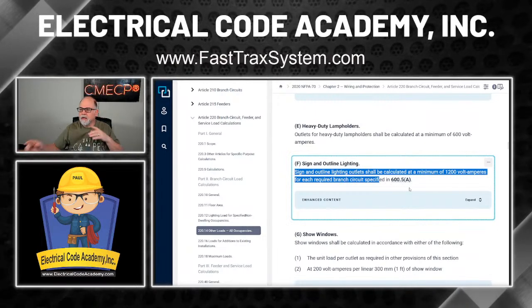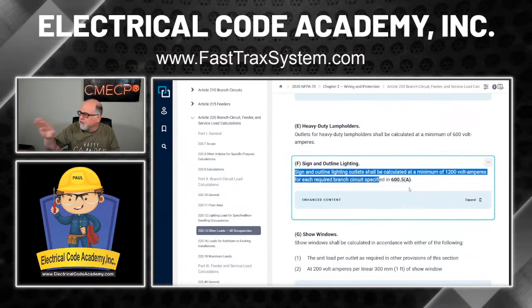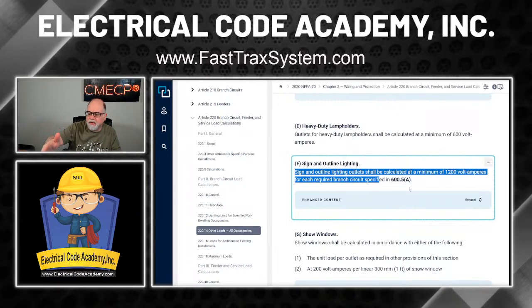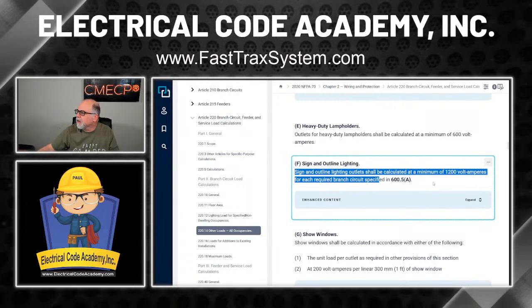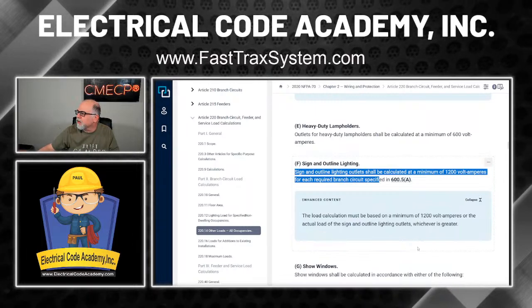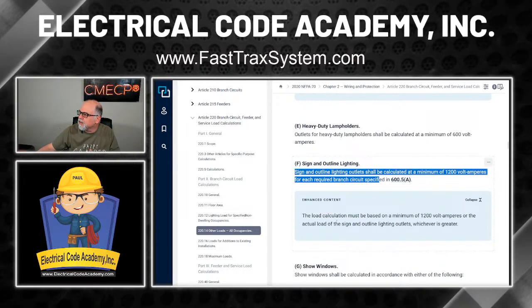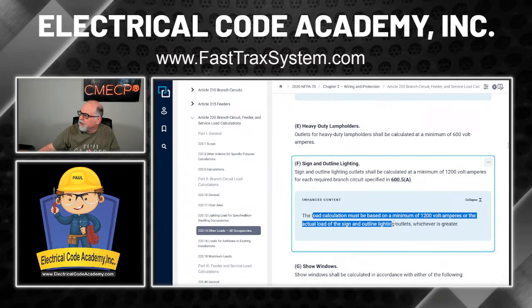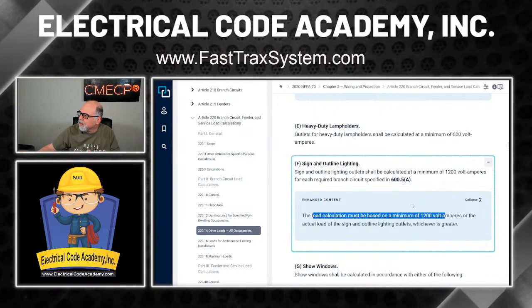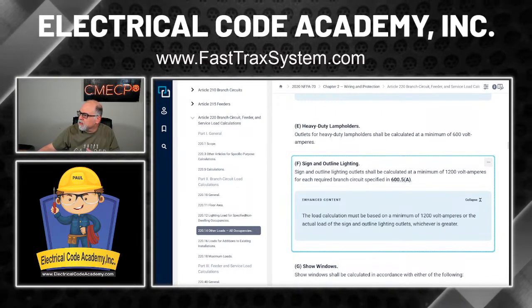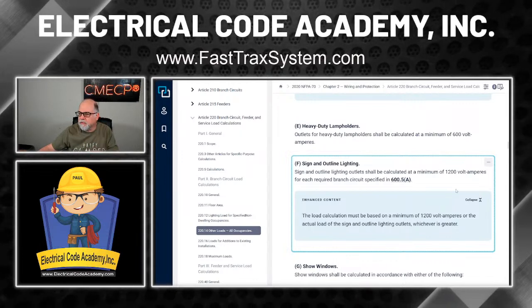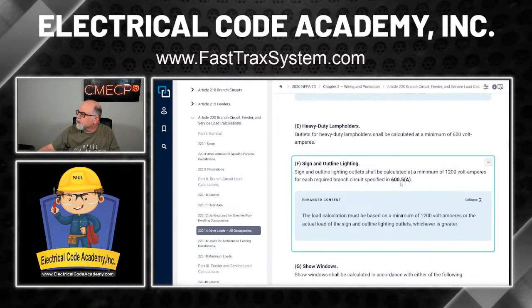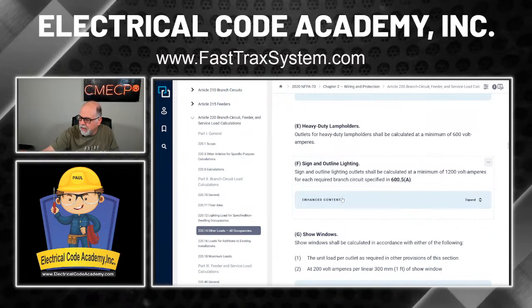Okay, now let's look at this question again. So this says 1200, and obviously 1200 is one of the answers. Okay, and of course you have some enhanced information down here, right? All it does is say the load calculation must be based on a minimum of 1200, or the actual load, again, whichever is greater. But we're looking for minimums. So let's go on and collapse this. Let's come back real quick.